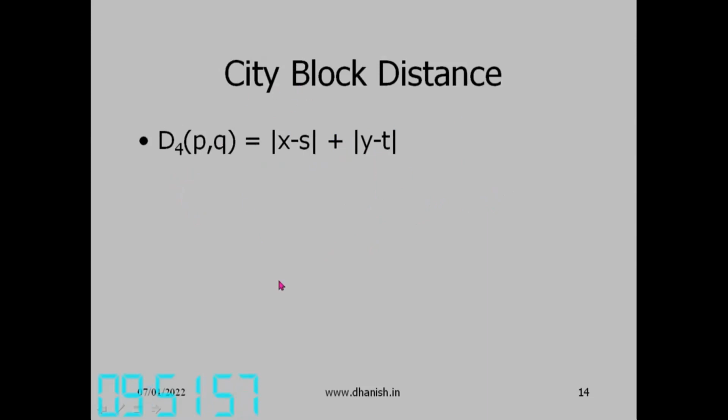Next we come to city block distance. City block means if you are traveling in a city with lots of buildings, you cannot jump over the buildings. You have to move only either vertically or horizontally. So how much will be the distance between two points? That is d4 of P and Q, which is the absolute value of x minus s plus the absolute value of y minus t. So that is the formula for city block distance.